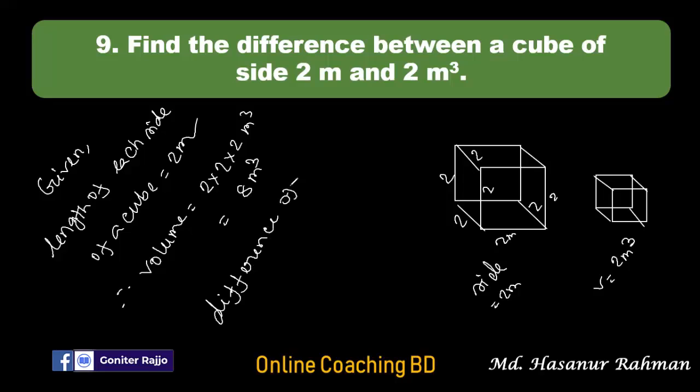Difference of volume of cubes will be 8 minus 2 meter cube, that is 6 meter cube.